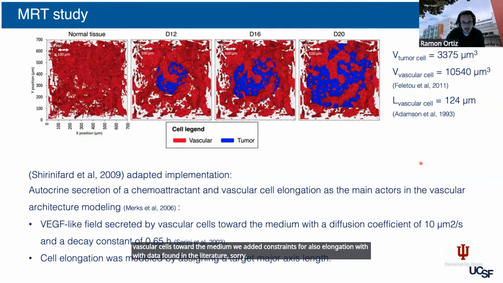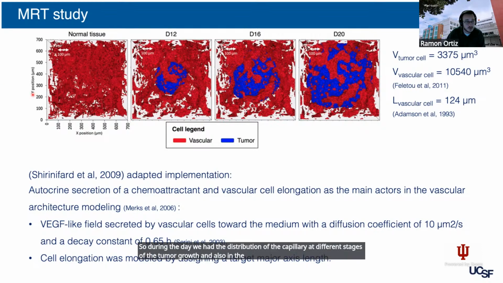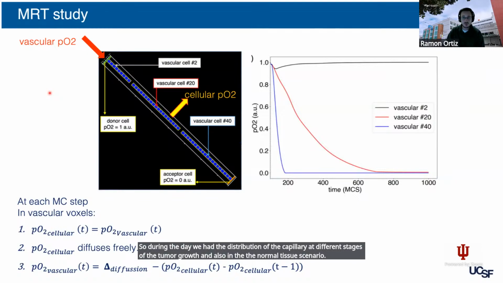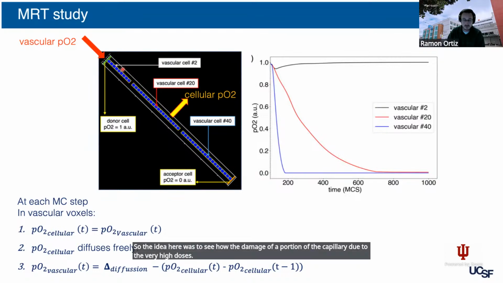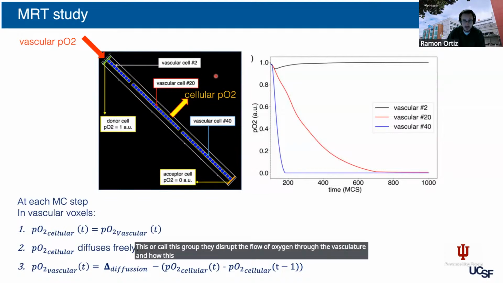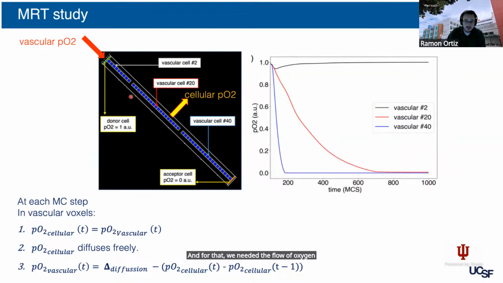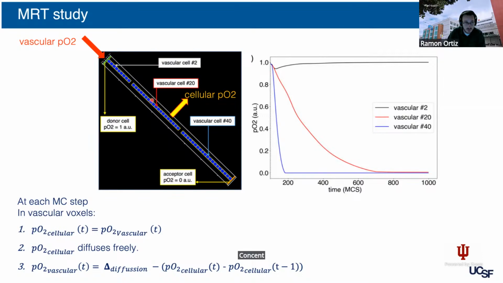So at the end of the day, we had the distribution of the capillaries at different stages of the tumor growth and also in the normal tissue scenario. The idea here was to see how the damage of a portion of the capillaries due to the very high doses could disrupt the flow of oxygen through the vasculature and how this affected the perfusion of oxygen to the tissue. And for that, we needed the flow of oxygen through the capillaries rather than assuming that each vascular cell had a given oxygen concentration that could diffuse into the cell media.